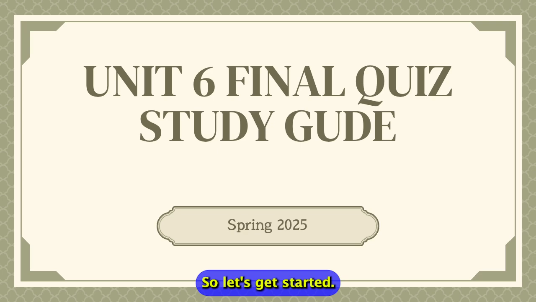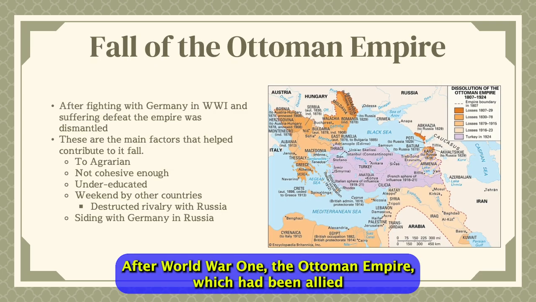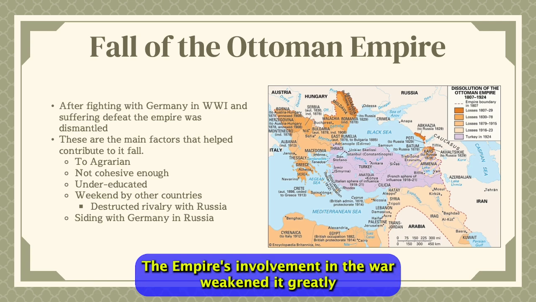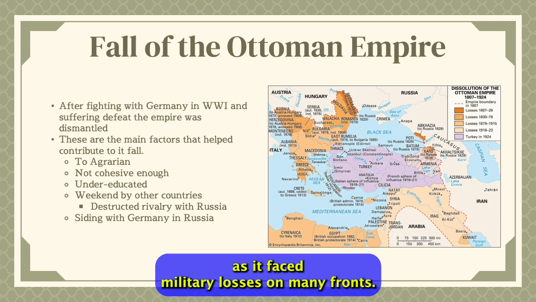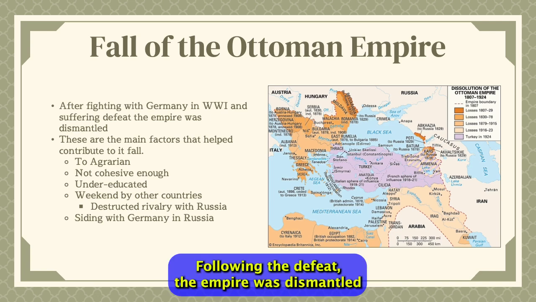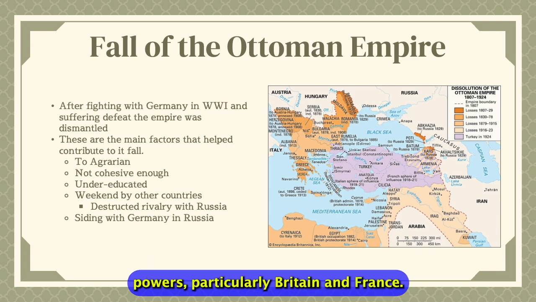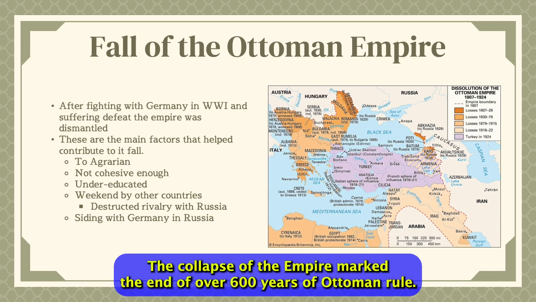So, let's get started. After World War I, the Ottoman Empire, which had been allied with Germany, suffered a crushing defeat. The empire's involvement in the war weakened it greatly as it faced military losses on many fronts. Following the defeat, the empire was dismantled, and much of its land was divided among the victorious powers, particularly Britain and France. The collapse of the empire marked the end of over 600 years of Ottoman rule.